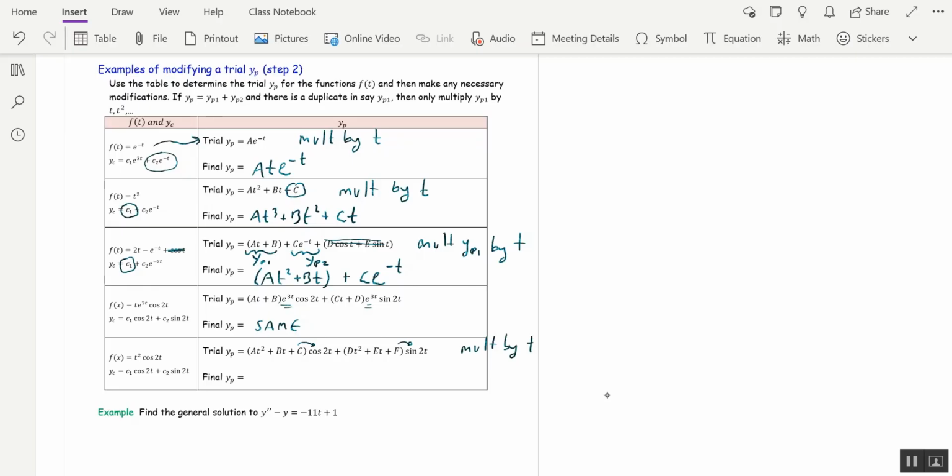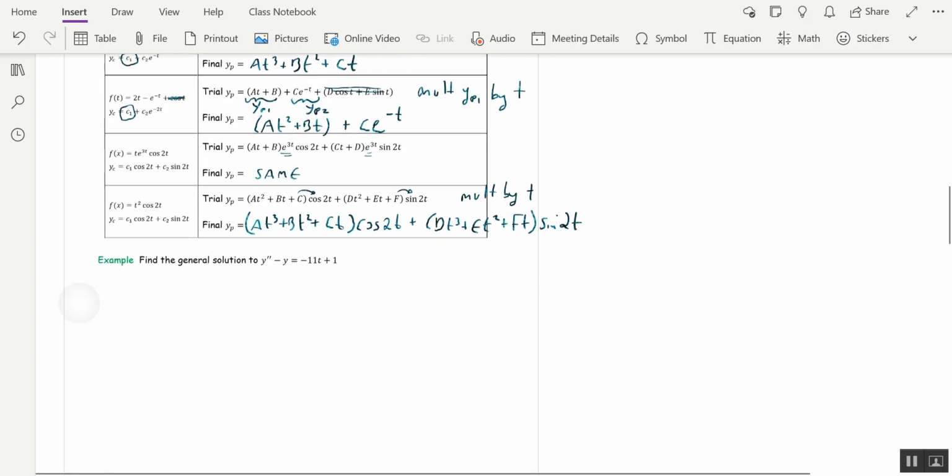So my final yp is at cubed plus bt squared plus ct cos 2t plus dt cubed plus et squared plus ft sine 2t. Okay, and we're going to finish up with just another example of how to use undetermined coefficients from start to finish. So we want to find the general solution to this differential equation.